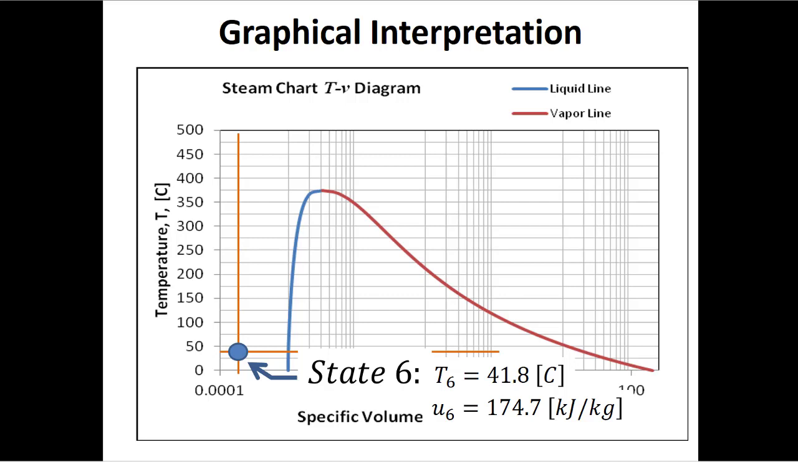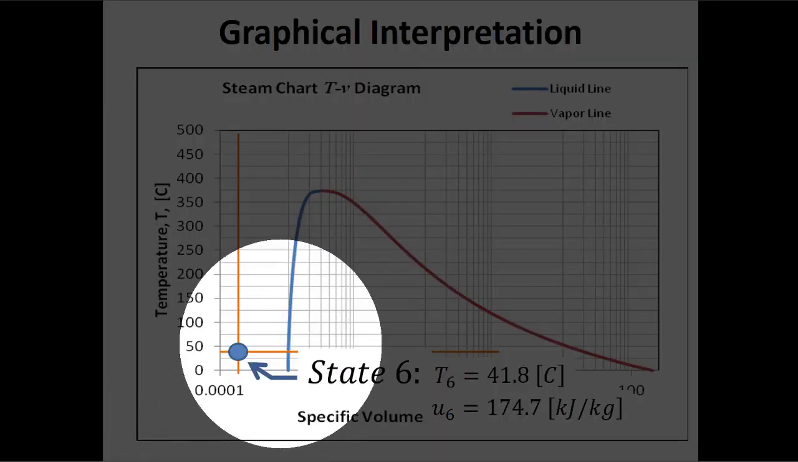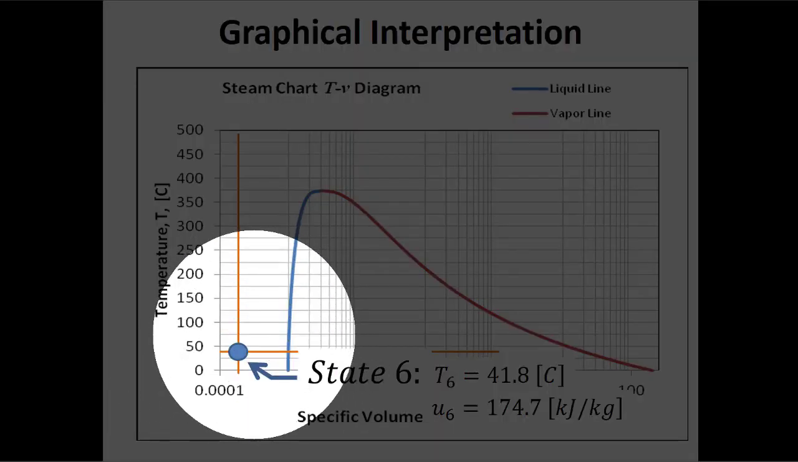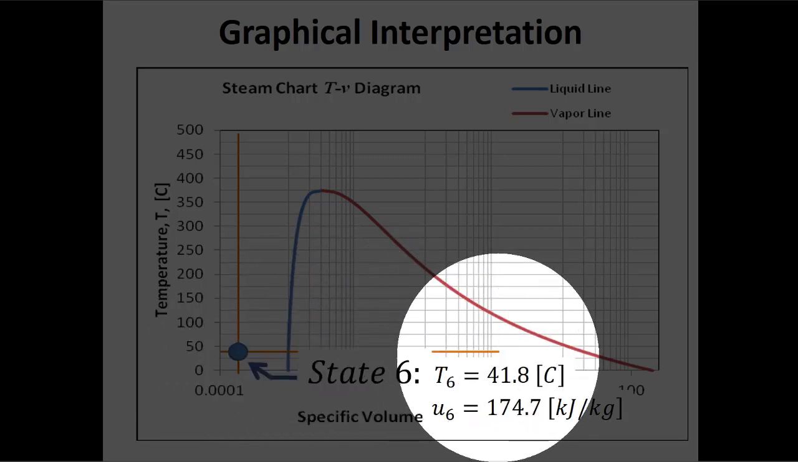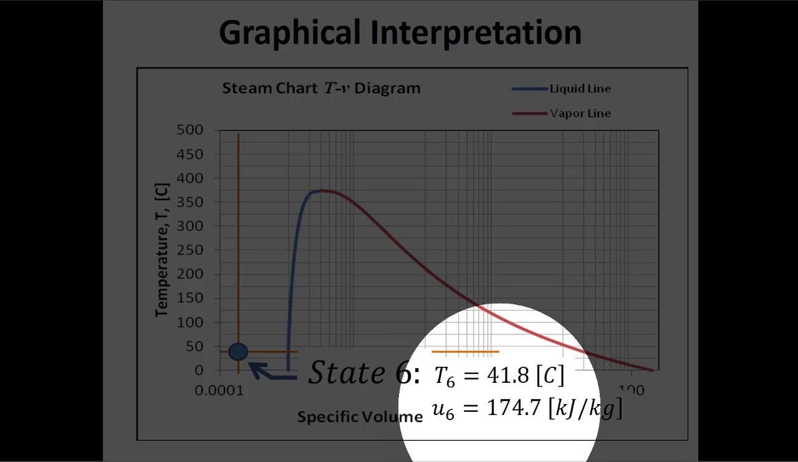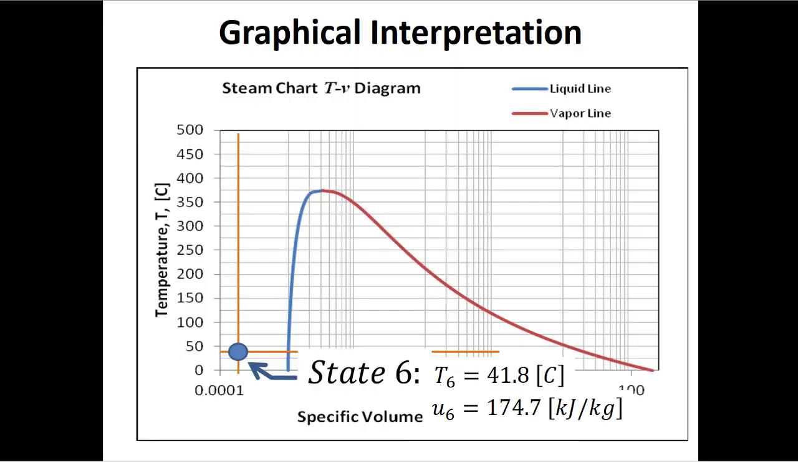Sometimes, though, we're not looking for a change in temperature. I just want to know what the specific internal energy is at a given temperature. So this is a little bit like our state 6, although we didn't know the temperature at the time. But we have this point, which is clearly in the subcooled liquid region. If I knew the temperature, how could I find the specific internal energy if it wasn't given? In this case, too, we also knew the pressure.